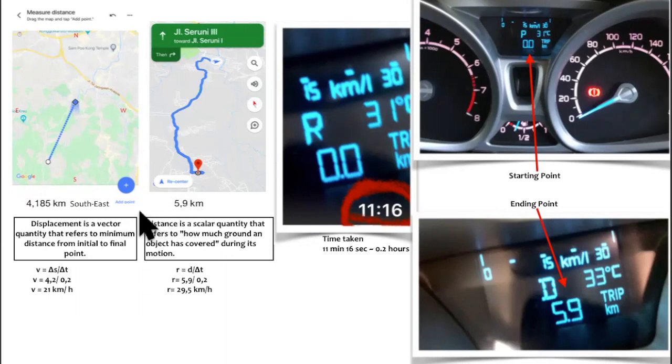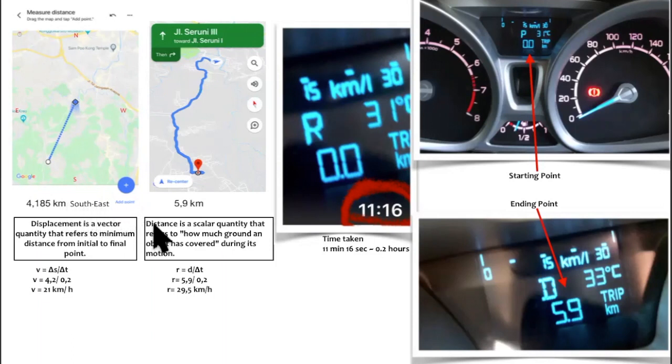Well, let's see the definitions. What is displacement and what is distance? Displacement is a vector quantity that refers to the minimum distance from the initial to the final point. So this is the minimum distance from the initial point to the final point, and we call it displacement, and we have to state the direction as well. Therefore, it's called a vector quantity.